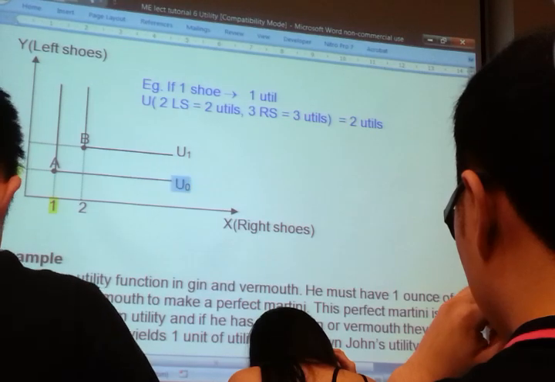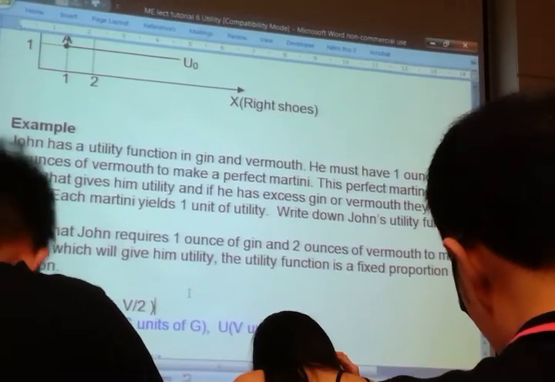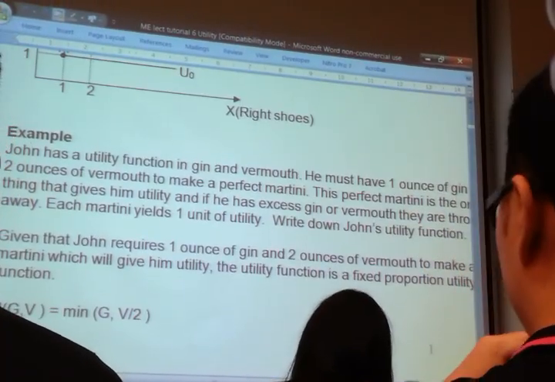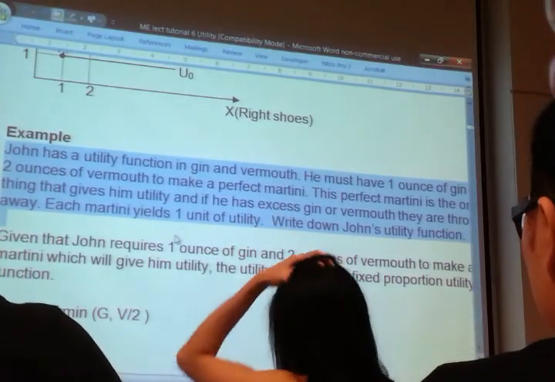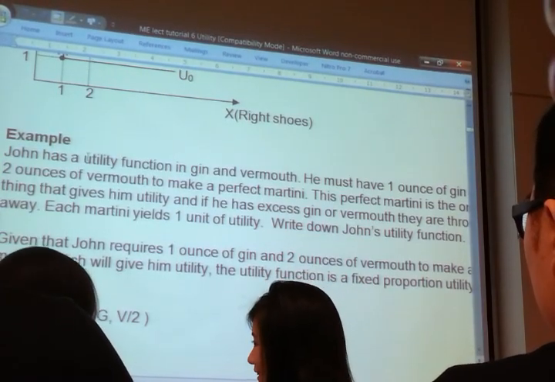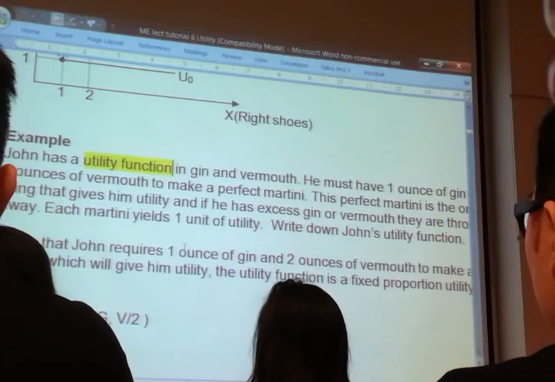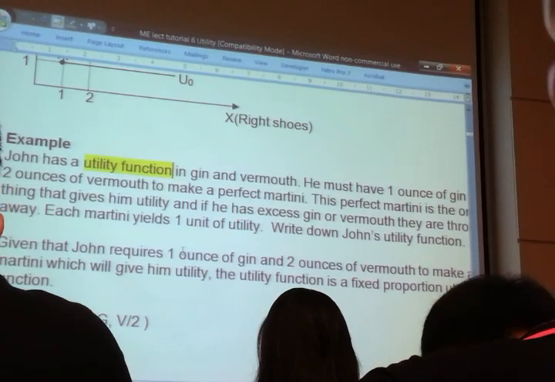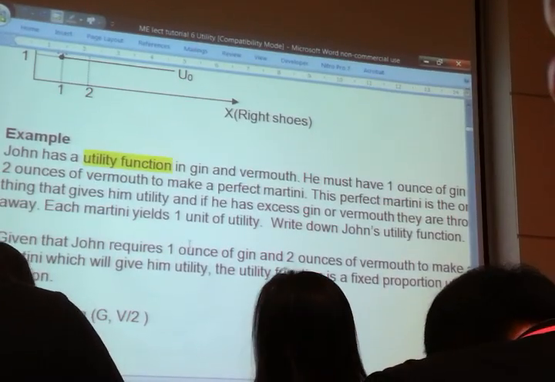Which means, for instance, you have a case like John here. If I don't let you see the answer, I ask you, find out for me, what's the utility function for John? Write down John's utility function. So first, before you write down the utility function, you have to ask yourself, is this utility function based on perfect substitutes, perfect complements, or are the 2 things imperfect substitutes? So first, let's check.